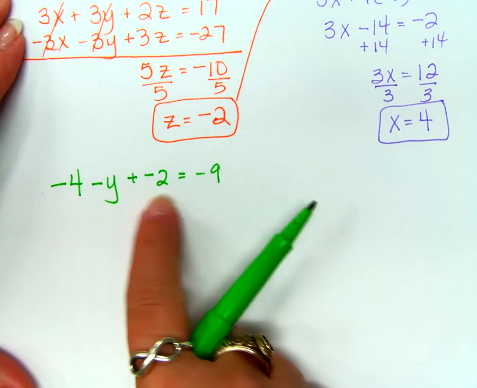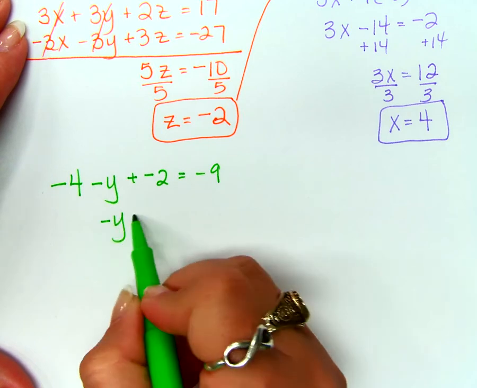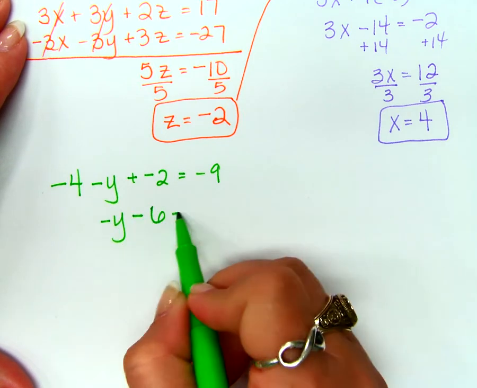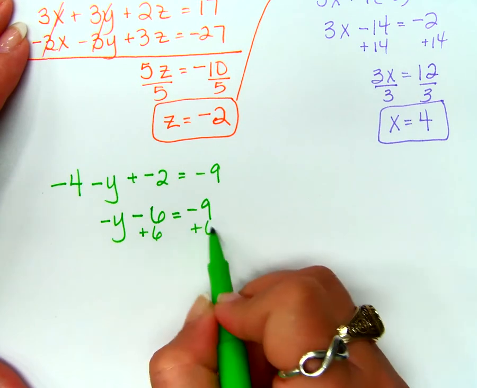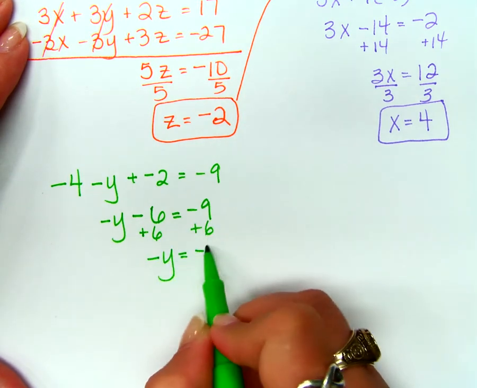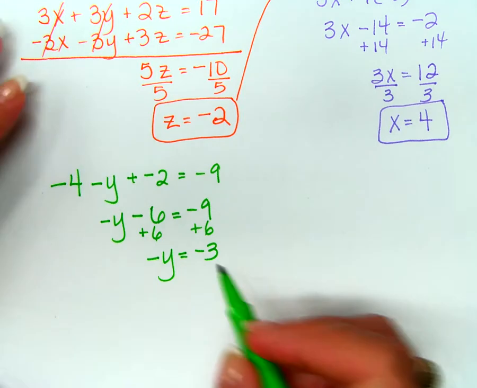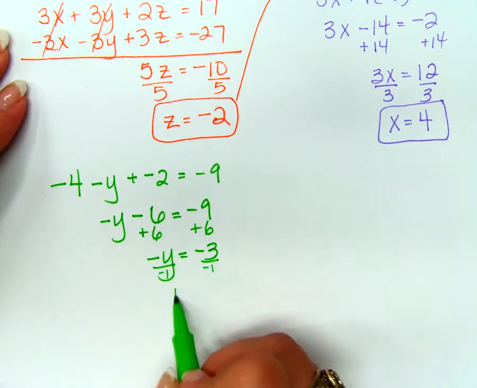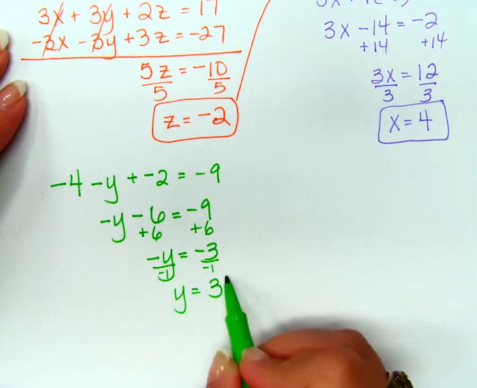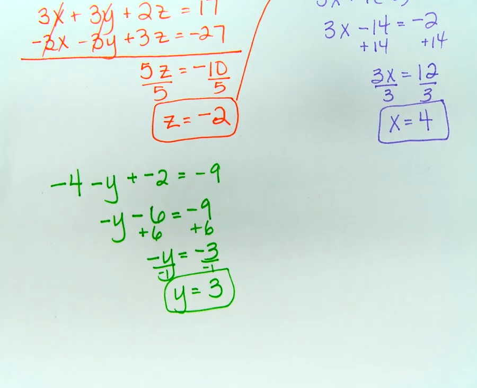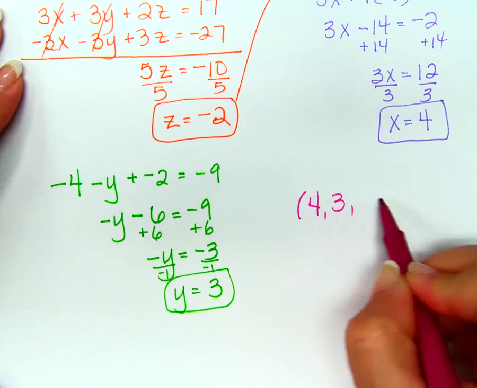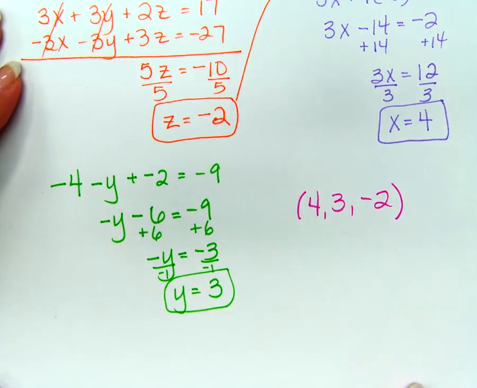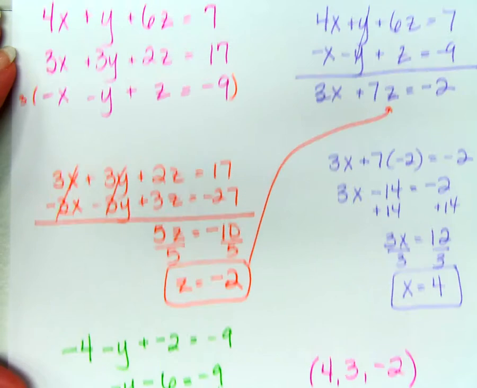So what is negative 4 and negative 2? Good. Negative 6. So if I add 6 to both sides, negative y equals negative 3. Divide by negative 1, so y equals 3. So what is my answer? 4, 3, negative 2. Are we sure? We should check, right?